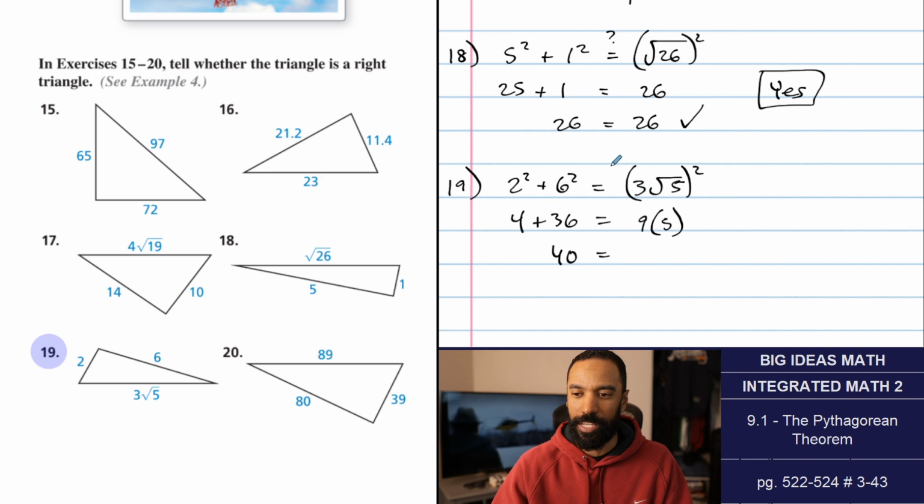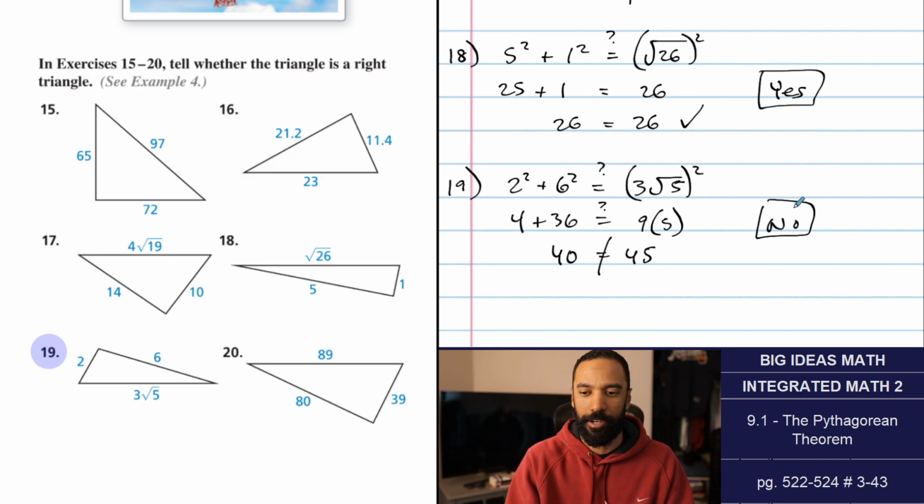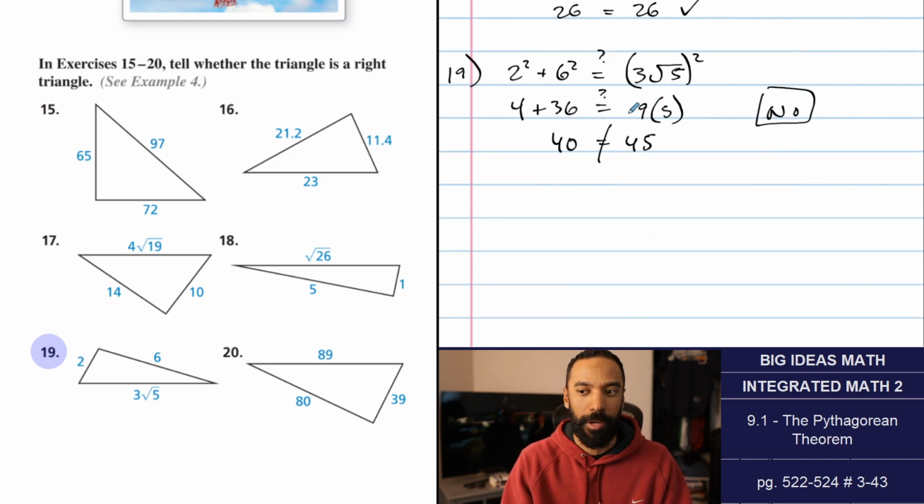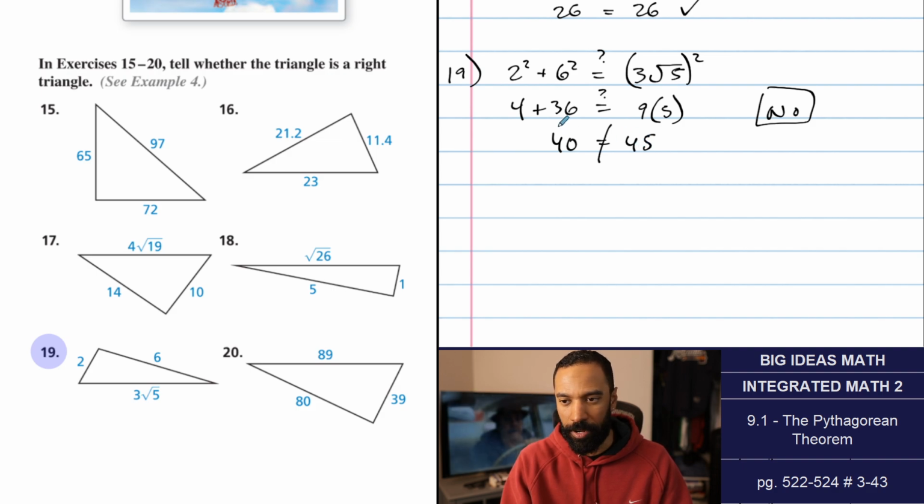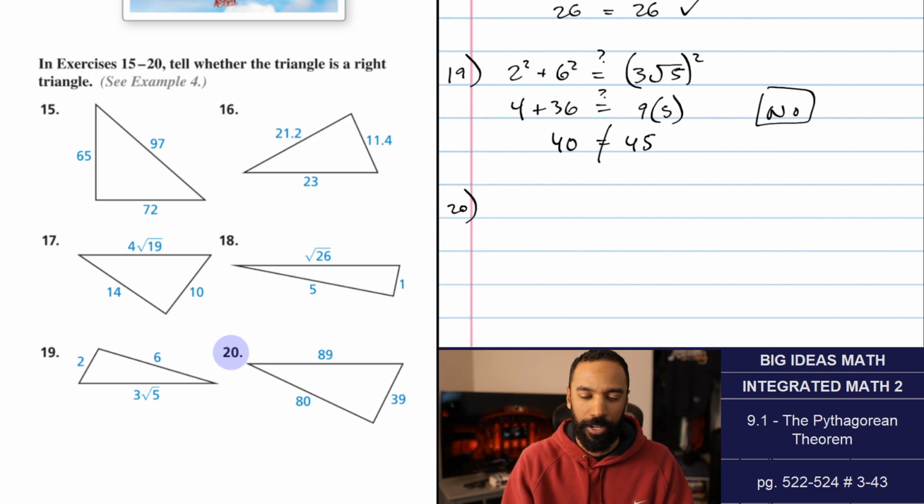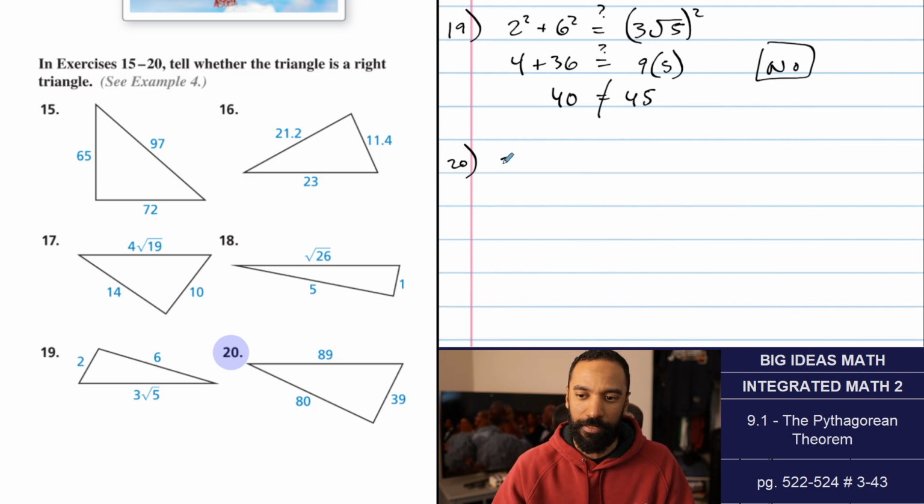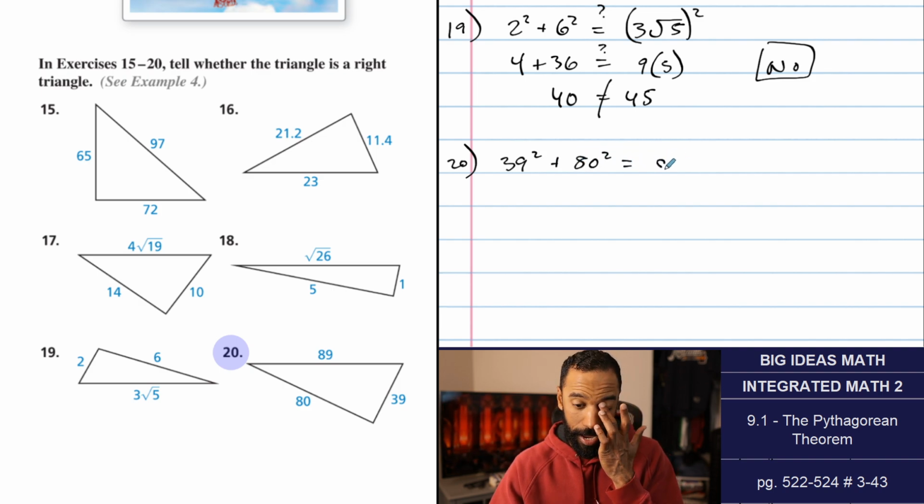So we got 40 over here. Let me put question, and no. 40 does not equal 45. No, these are not a right triangle. The square of the hypotenuse is bigger than the sum of the squares of your legs. Therefore, it's actually an obtuse triangle. And then number 20, we have big numbers again for which the calculator will be of great assistance. So 89 the longest side. Let's check and see if 39 squared plus 80 squared equals 89 squared.